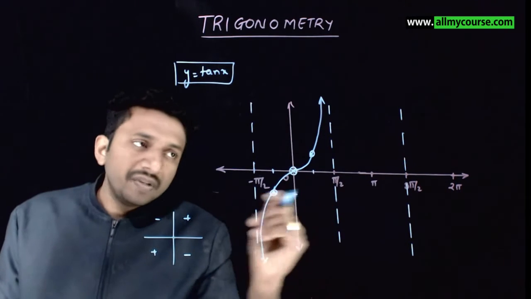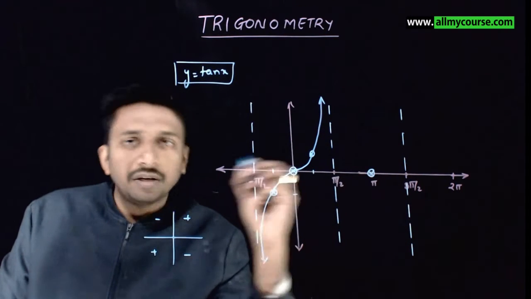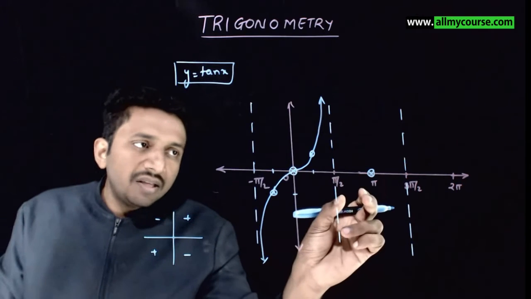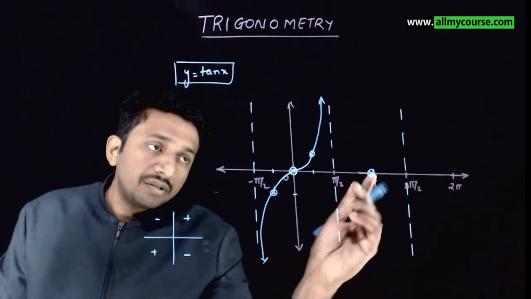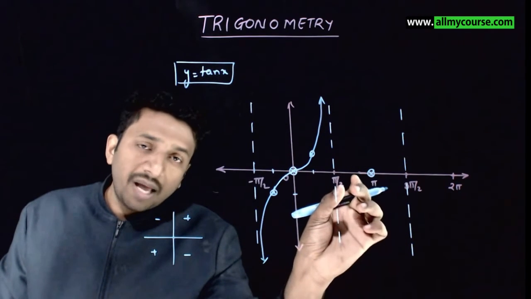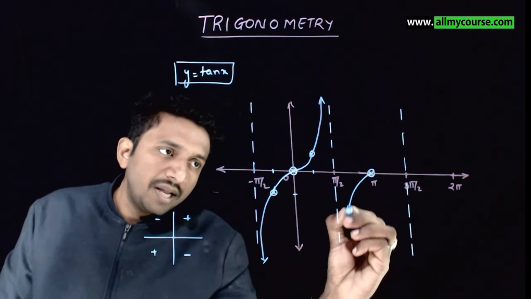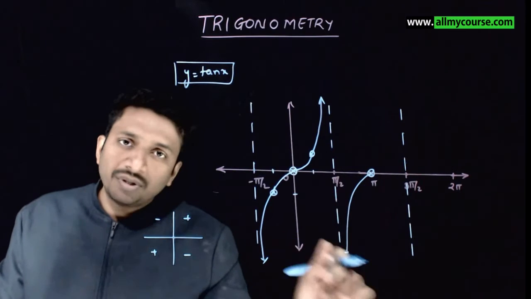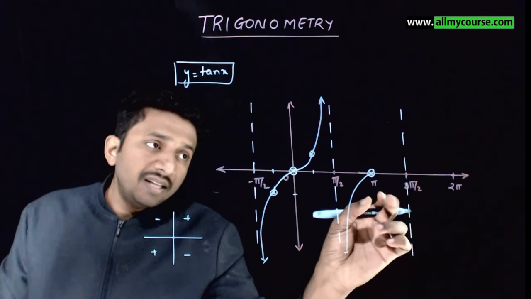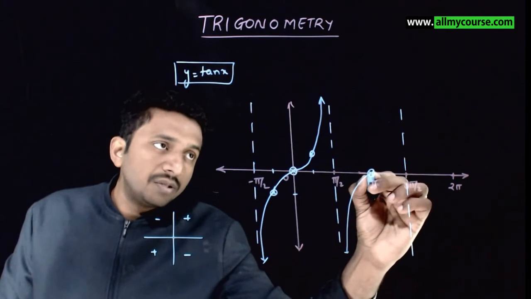And here also, it starts with 0 at pi, tan pi is equal to 0. Sorry, in the second quadrant, pi by 2 to pi is the second quadrant. In the second quadrant, tan is negative. So this goes to negative. And at pi by 2, it goes to infinity. And in the third quadrant, tan is positive. So it goes to plus infinity.